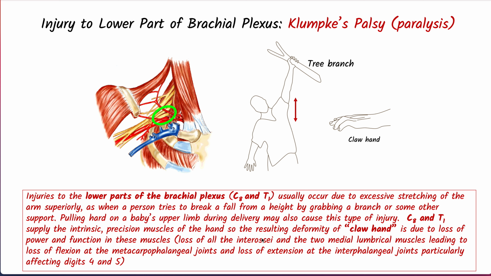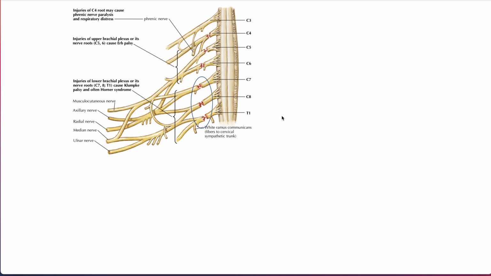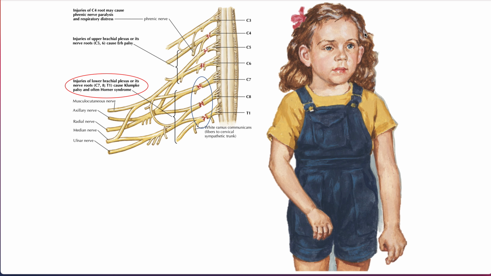And then we have another thing: along with that, guys, this is a stretch injury, and if the sympathetic chain is also involved, then we'll have a very important thing, and that is Horner syndrome. Let's look into this coming part of my presentation. Look at this nice looking beautiful girl.